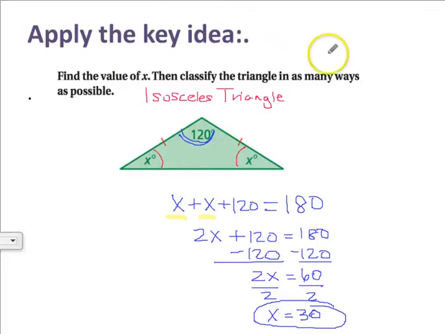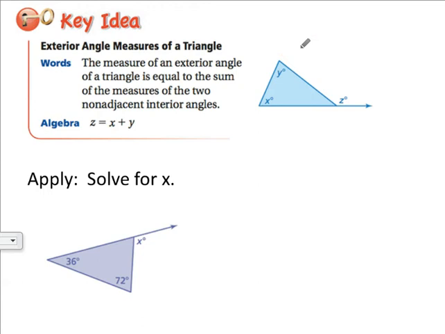Alrighty, so let's move on to the last key concept that you're going to learn about in Unit 2, Session 3: the exterior angle measurement of a triangle. So we see that word exterior. Exterior means the outside of a triangle. So if you look over here, this angle Z is on the outside of that triangle. Therefore, it's an exterior angle.